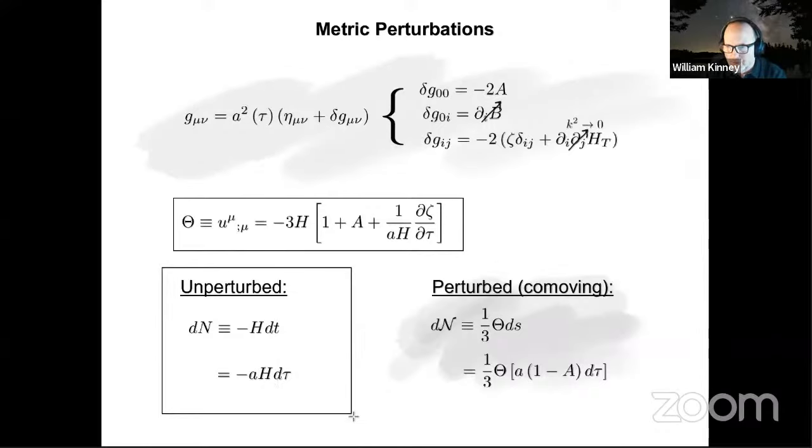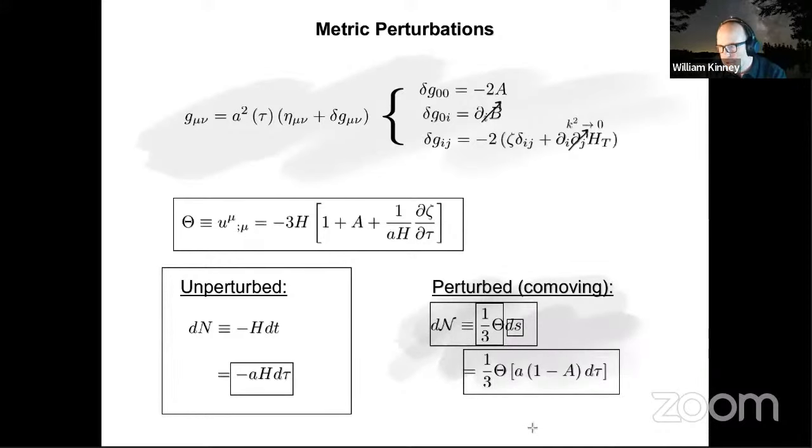So in the unperturbed universe, the change in the number of e-folds is just equal to the Hubble parameter times dt, or, in units of conformal time, is equal to minus aH times d tau. And we write down an analog in the inhomogeneous space, where my time variable is now the proper time along the fluid world lines, and the analog of my Hubble parameter is just this fluid four divergence. And I find that this generalized number of e-folds in the inhomogeneous space is just given by this perturbed quantity.